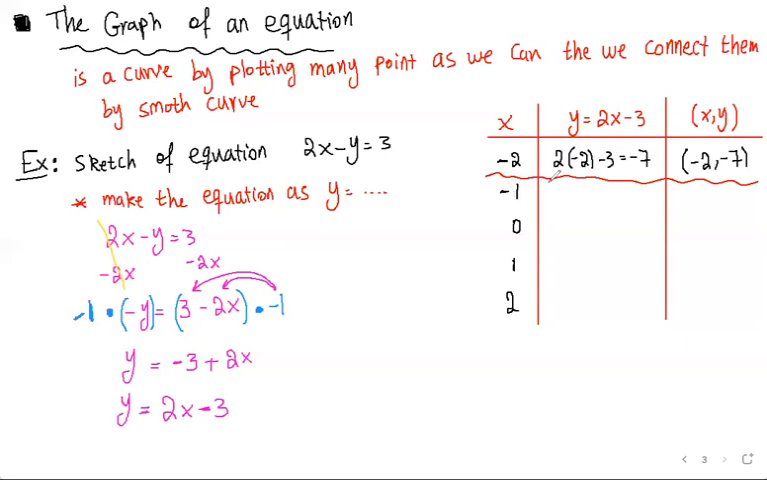Second point, -1. I plug it inside this formula. So 2 times -1 minus 3 gives me -2 minus 3, which is -5. So my point is -1 and -5.